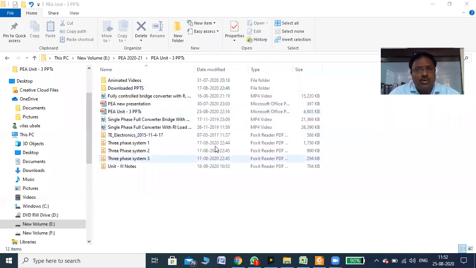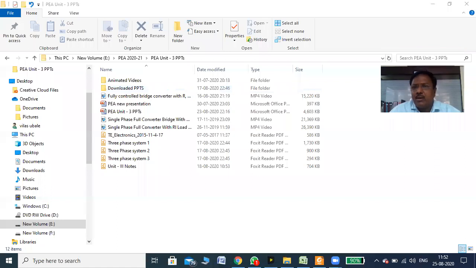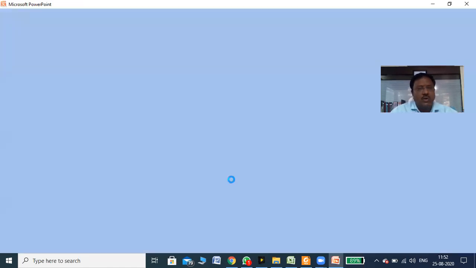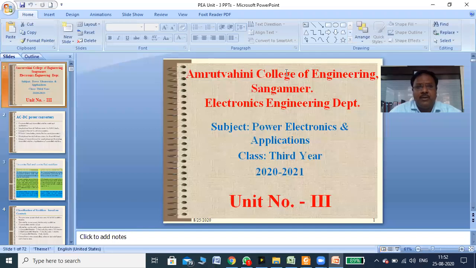Okay, good morning all. Again, we start the last part of our course, that is phase-controlled converters. So in the last lecture, we have already seen the midpoint converter, right?